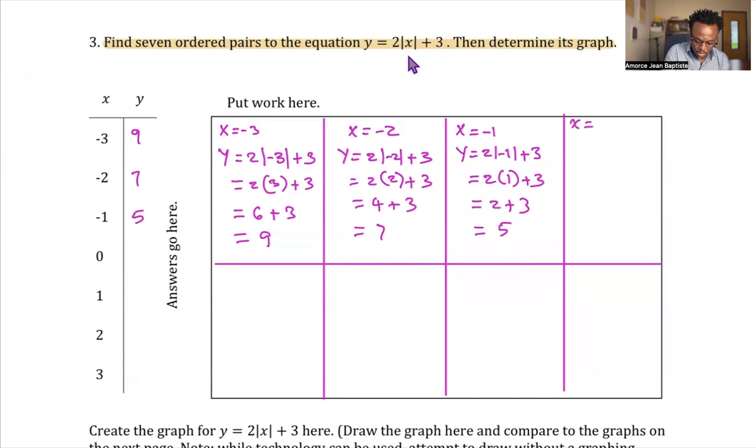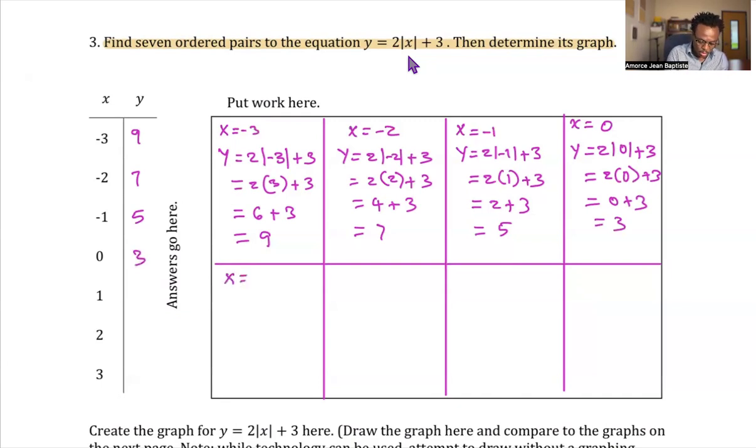x equals 0. y is 2 absolute value of 0 plus 3. Absolute value is the distance from the number to 0. And given that the distance from 0 to 0 is 0, there's no movement from 0. So it's going to be 0. So 2 times 0 plus 3. That's 0 plus 3, 3. x equals 0, y equals 3.